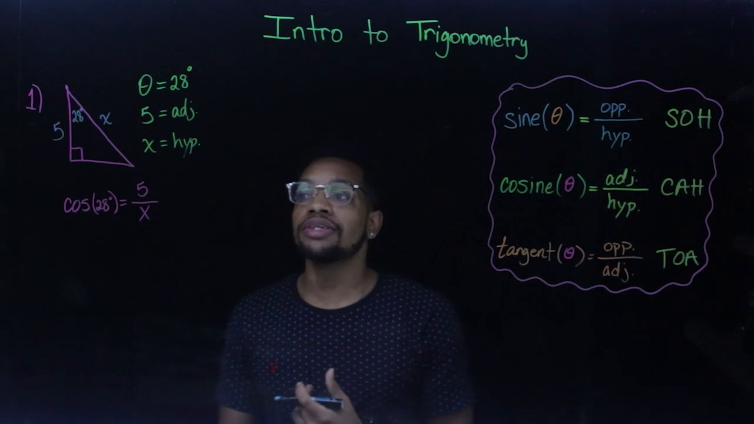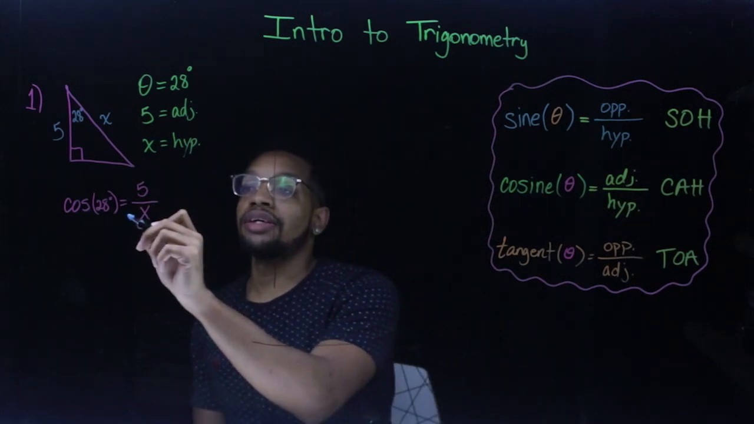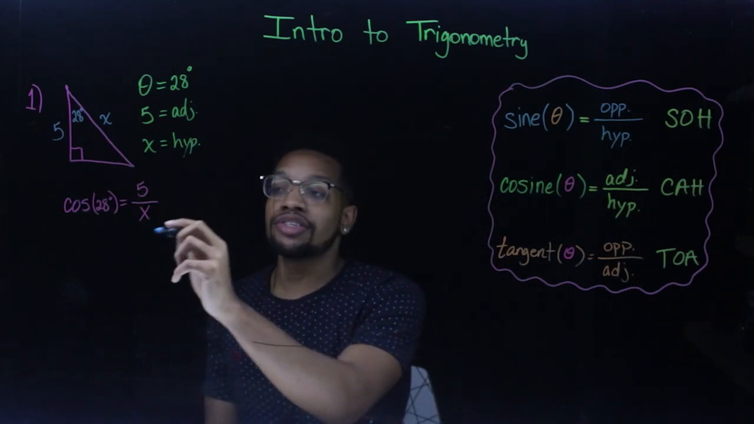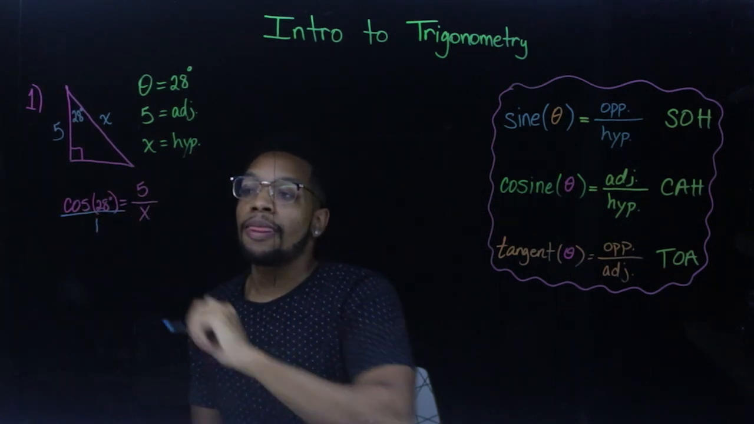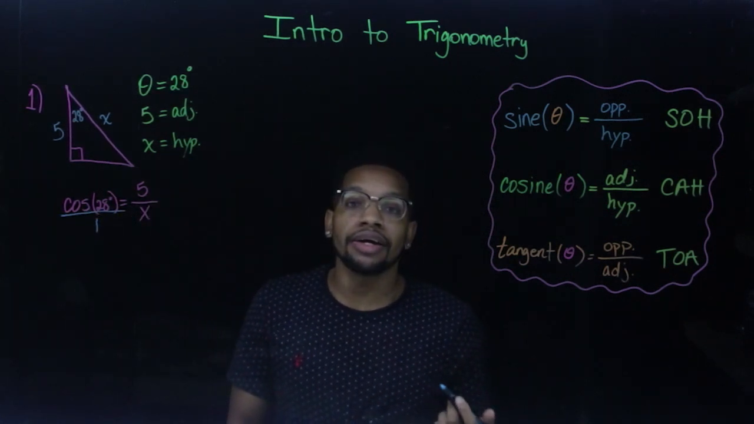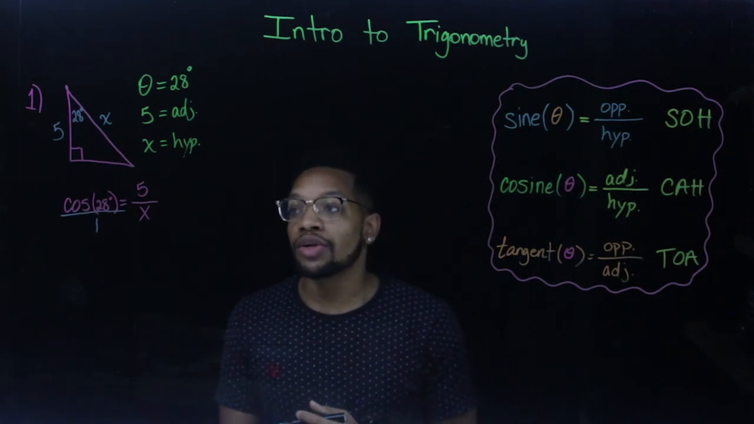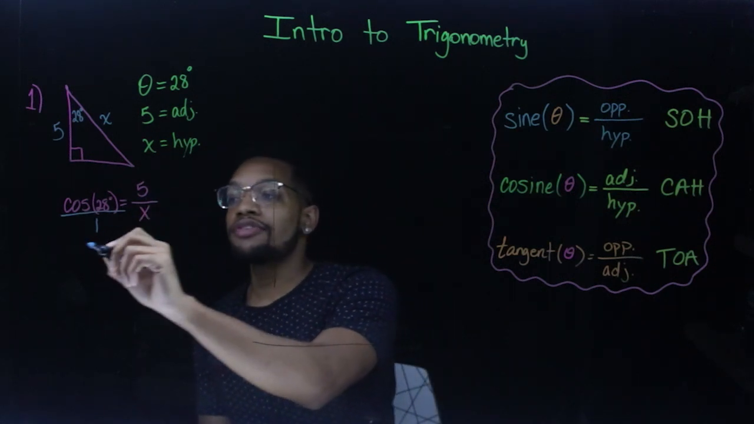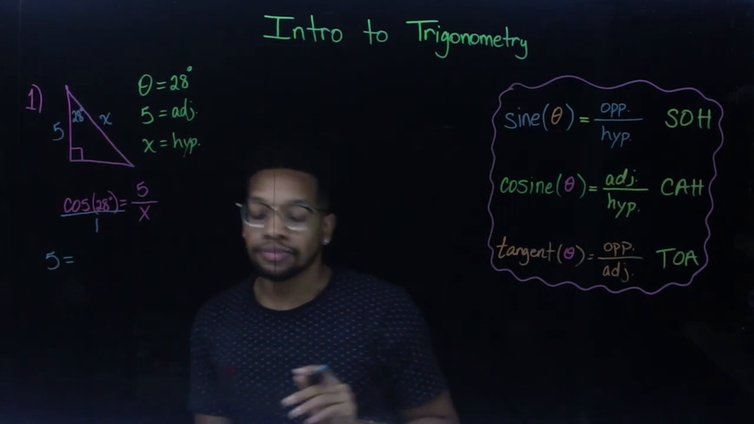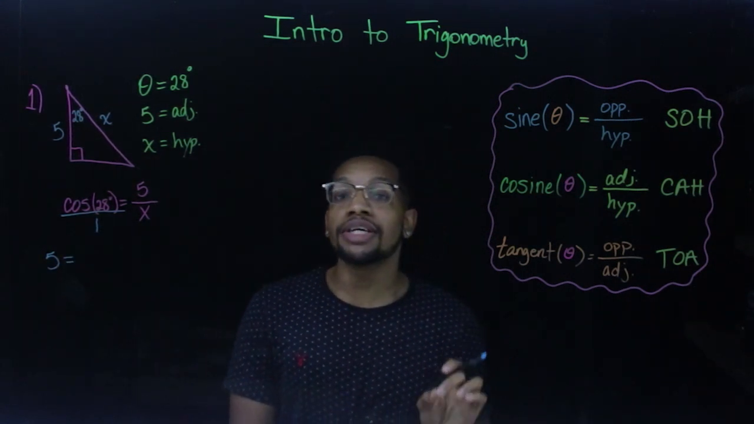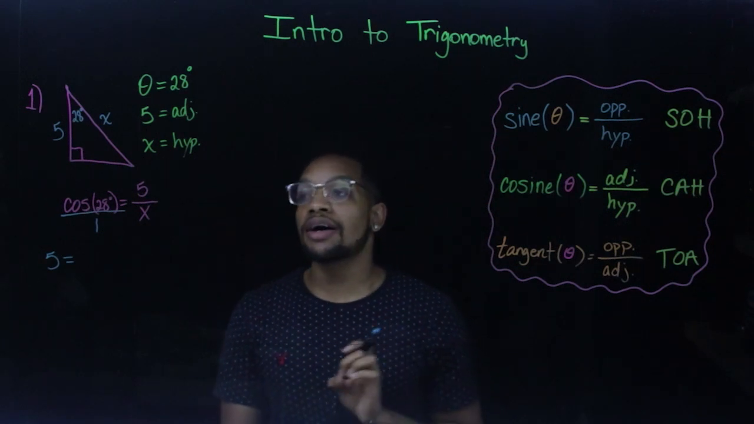And so what I like to do at least, is I notice on the right side I have a fraction. If I can make the left side have a fraction too, by putting it over 1, then I can cross multiply. So that's all we're gonna do. 5 times 1 is just 5, of course, equals. Now, I'm gonna tell you this and I'm gonna tell you this again because I see this all the time.